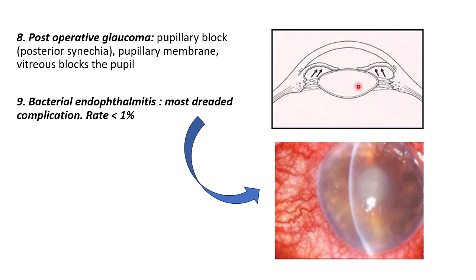Postoperative glaucoma, again, because of pupillary block, as explained, pupillary membrane, as we saw in the previous slide, and other causes like malignant glaucoma, where vitreous blocks the pupil. Bacterial endophthalmitis, the most dreaded complication, the most dreaded by who? By surgeons. Thankfully, the rate is less than 1%. You see, the pupil is fixed, right? There is severe corneal edema, there is marked congestion, and there may or may not be a hypopyon.